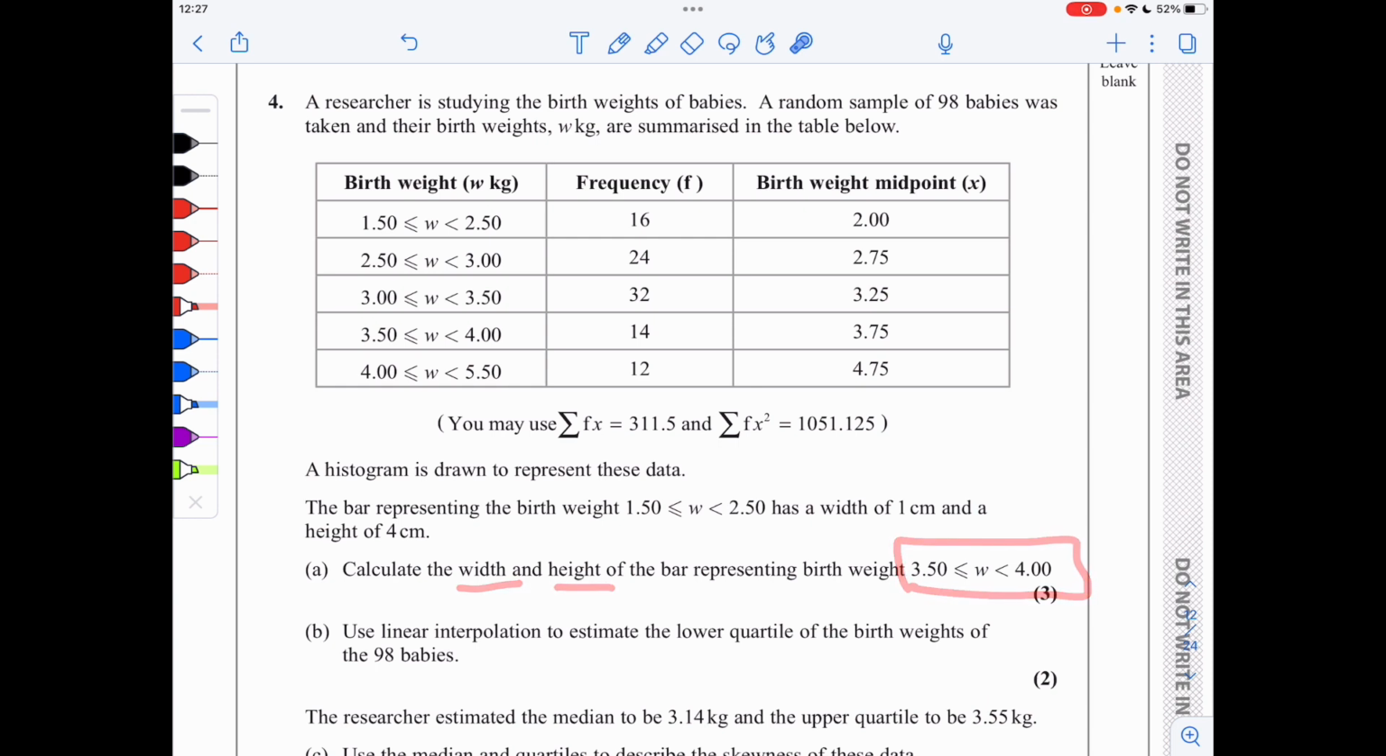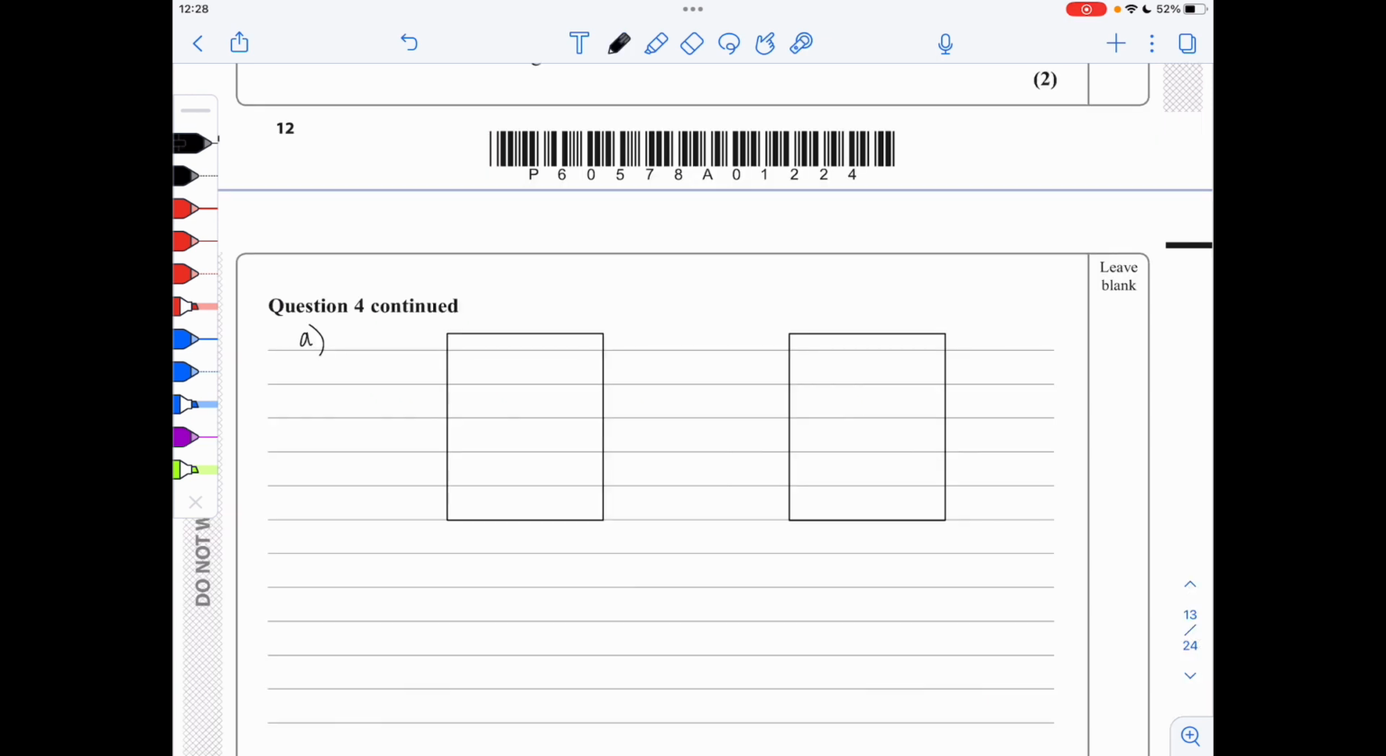So we'll actually start by drawing two bars, and we will indicate all the information there, hopefully getting the width and the height of this bar. So for the first bar, we know it goes from 1.50 to 2.50.